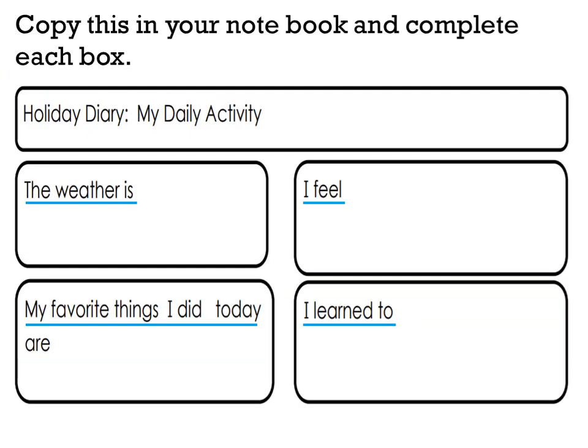Okay, now, this time, you need to copy this in your notebook and complete each box. So the weather is, so when we say the weather is, it means what is the weather? Is it sunny, windy, cloudy, rainy, stormy? And then in the other box, you write I feel. What do you feel today? Is it happy, angry, sad, lonely? And then my favorite things I did today are, so with this day, what is your favorite thing or what is your favorite part of learning?